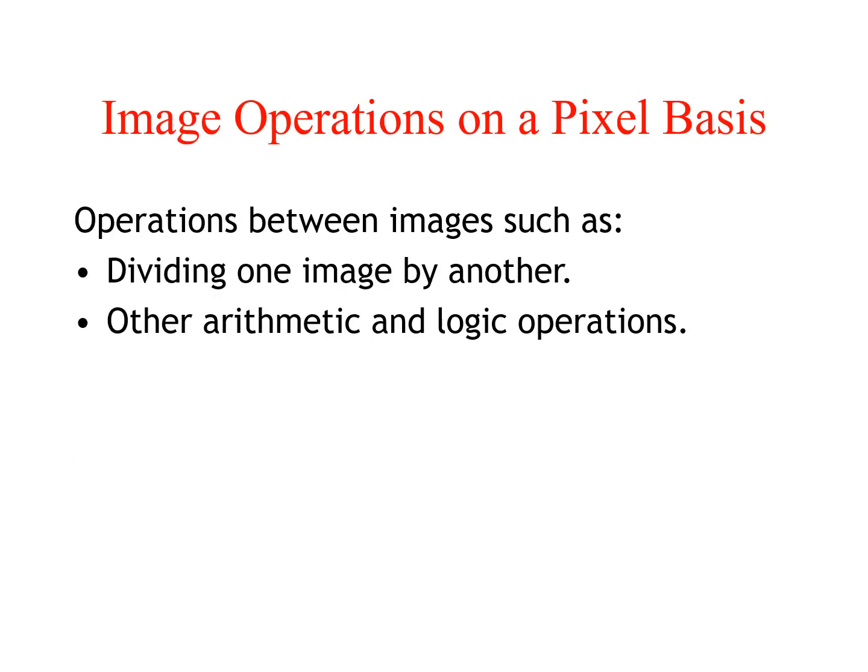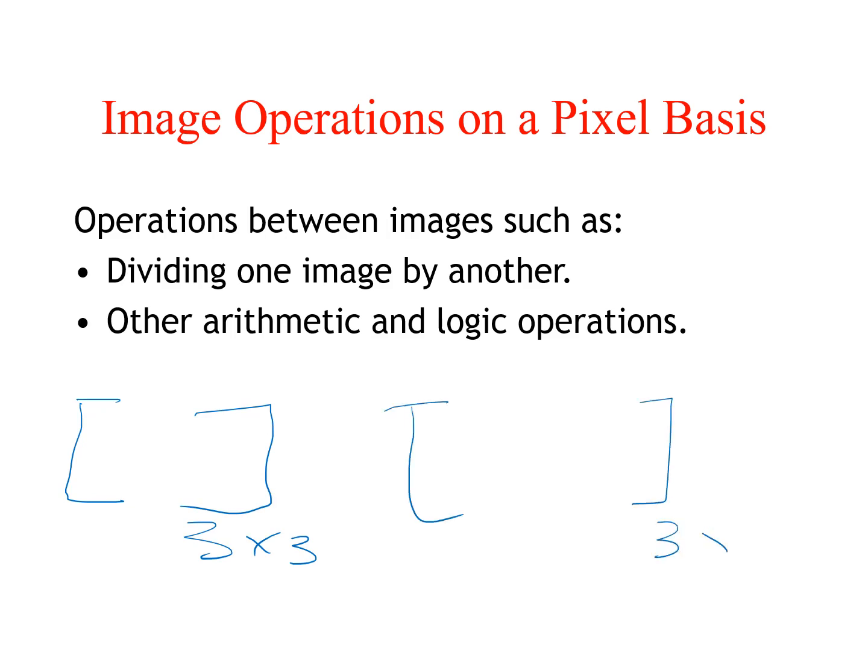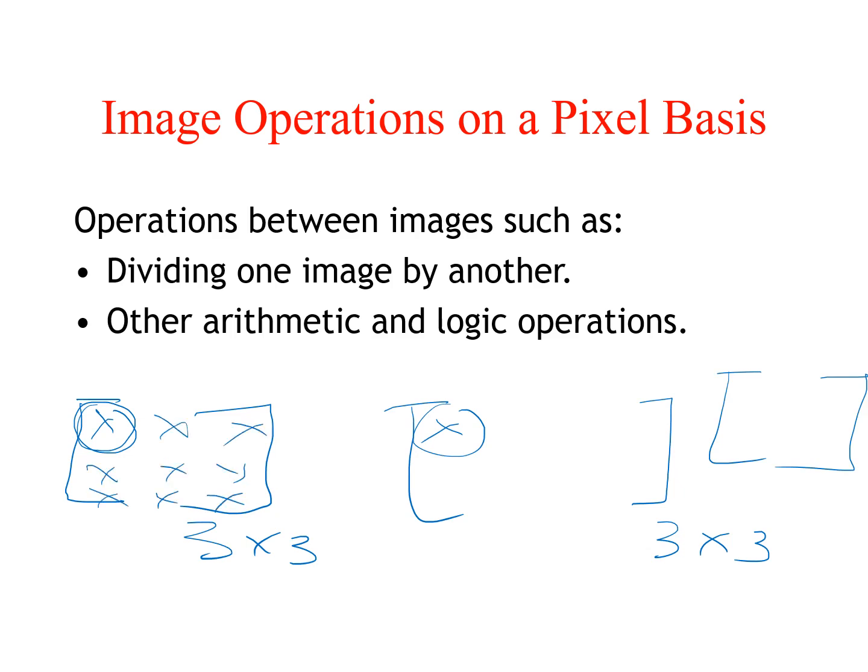Next is image operations on a pixel basis. Operations between images such as dividing one image by another. So what we are going to do here is, suppose there are two matrices. Suppose this is 3 by 3 and this is also 3 by 3. If I want to divide one matrix by another matrix, directly we cannot do it, so we have to do it pixel by pixel. So you can divide this value by this value and write into a new matrix. Similarly you do for all 9 pixels, right? So dividing one image by another image, you are going to divide one pixel by another pixel and write it into a new matrix for some application.